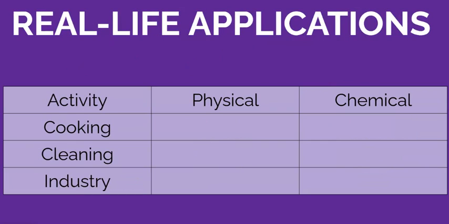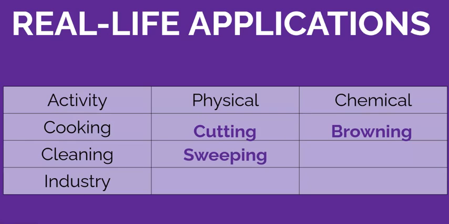All right, so let's look at a couple of real-life examples, like cooking. In cooking, we have both physical and chemical changes. I could cut some celery into smaller pieces. That's a physical change. Or I can brown something, like I'm cooking hamburger. I'm browning it in a skillet. That's changing the substance into something new, so that would be a chemical change.